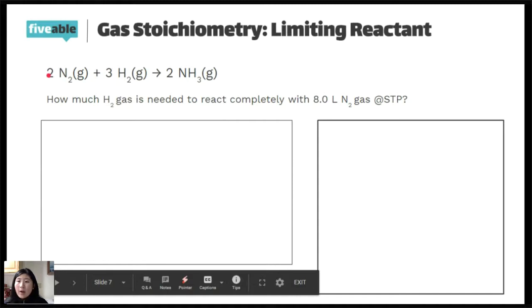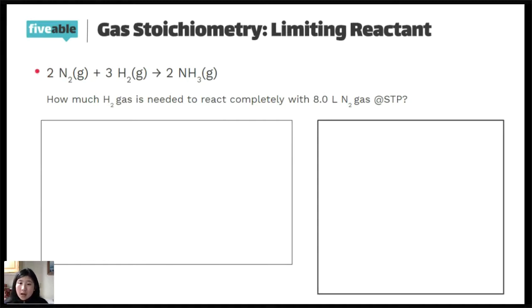Now we're going to be talking about the limiting reactant. We're actually using the same equation as our last slide, but this time we're asking, what is the limiting reactant? What is the reactant that is keeping us from making more and more products, an infinite amount of products? If we had infinite amounts of both nitrogen gas and hydrogen gas, then we would be making infinite amounts of this product here.